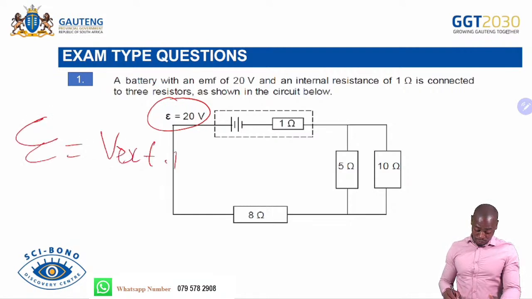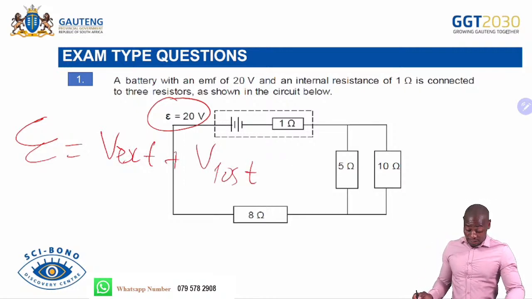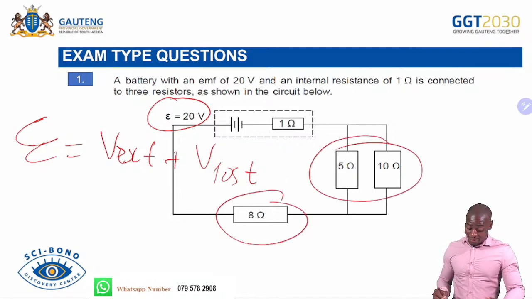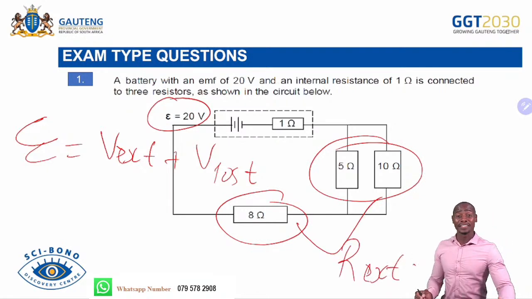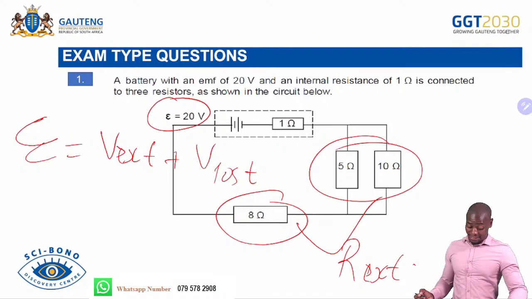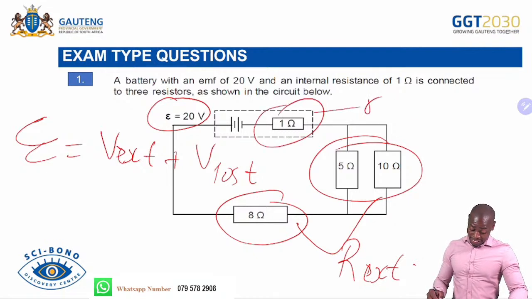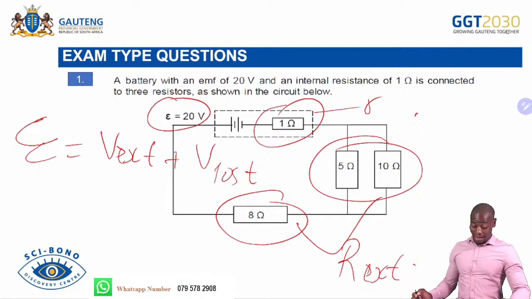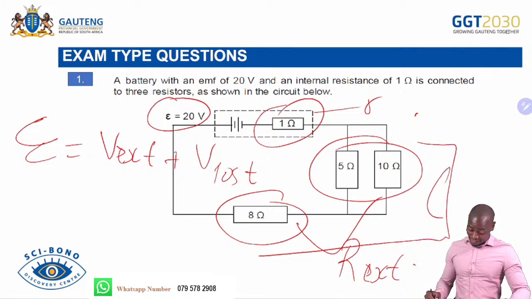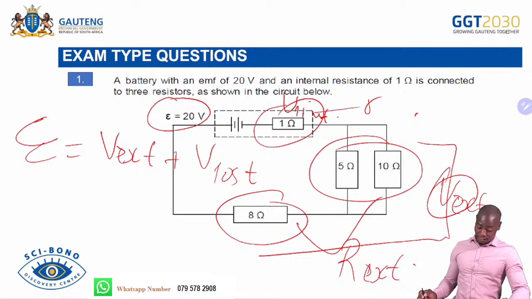So like it or not, your EMF, your E, will be V external plus V lost. Why am I saying that? There is internal resistance. Then this resistor and this one are your external resistors. So they will form R external. And then this one would be internal, which is your small letter r. For these resistors, we use V external. And for this resistor, we use V internal. That is very, very important.